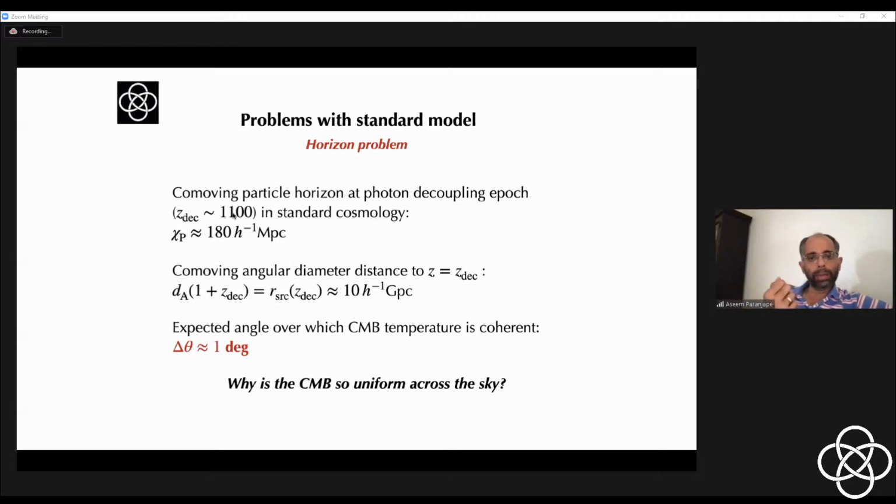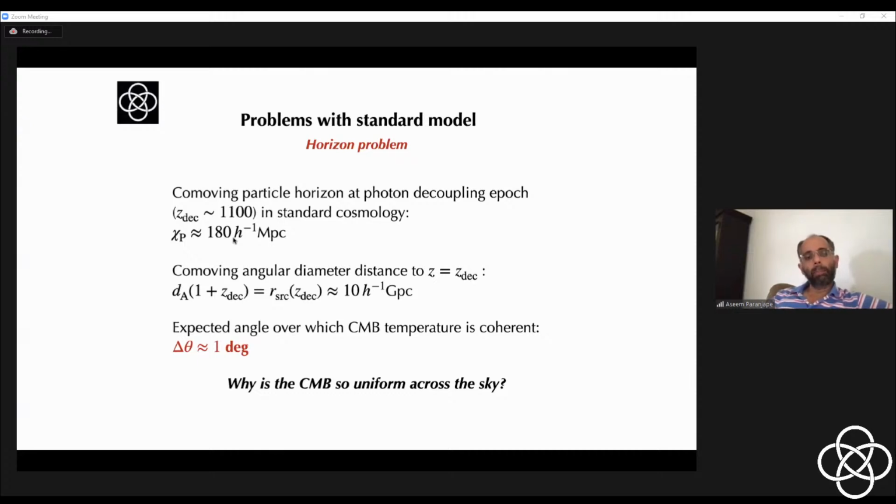So now take a standard cosmological model and ask the question, what is the co-moving particle horizon size at this particular epoch? Meaning, what is the distance to which a signal could have traveled starting from the Big Bang and ending at this decoupling epoch? And you do that integral which I told you, plug in your favorite cosmological model with radiation, matter, whatever, and you will get a number which looks like 180 h inverse Mpc. Okay, so it's something.